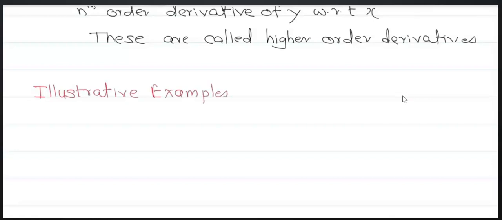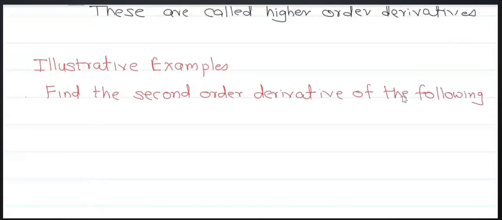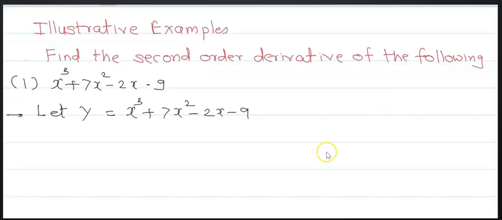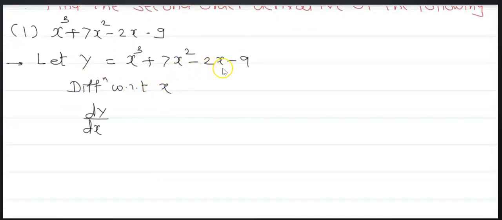Now the illustrative examples. Find the second order derivative of the following functions. The first is x cube plus 7x square minus 2x minus 9. Suppose y is equal to x cube plus 7x square minus 2x minus 9. Differentiate this with respect to x.